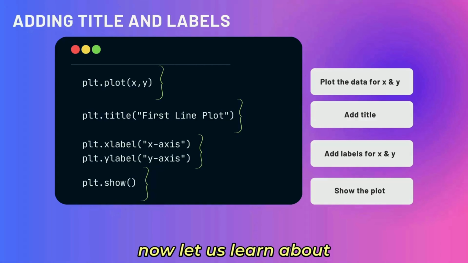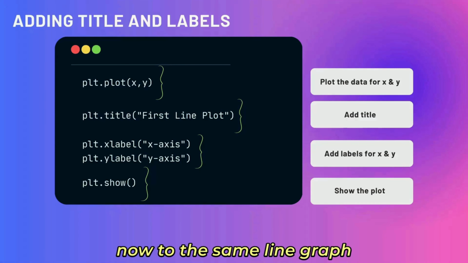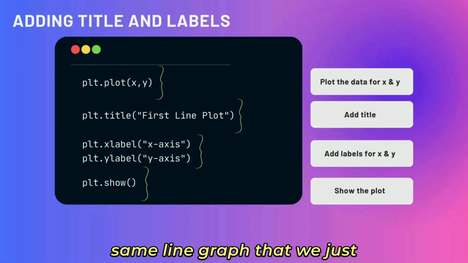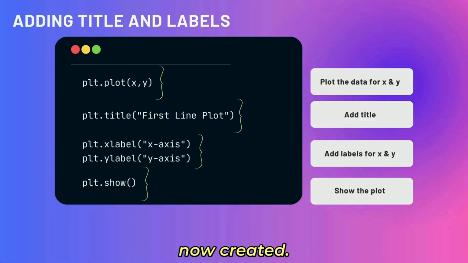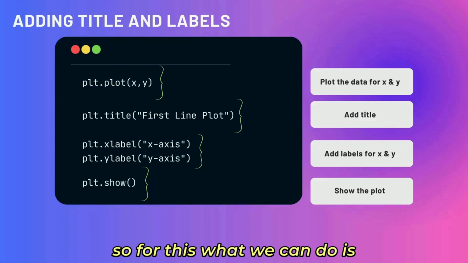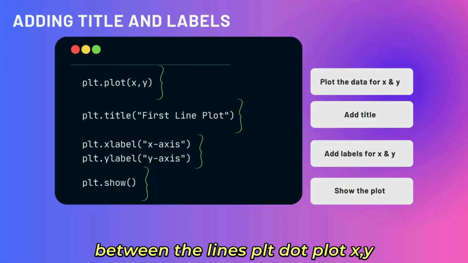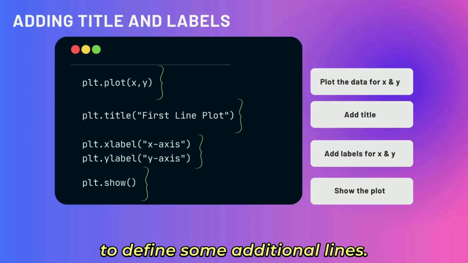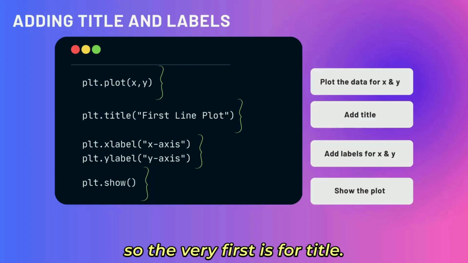Now let us learn about adding the title and labels to the line graph. So we have already created a line graph. Now to the same line graph, we are going to add some title, and also we are going to add some labels to the same line graph that we just now created. So for this, between the lines plt.plot x, y and plt.show, we have to define some additional lines.